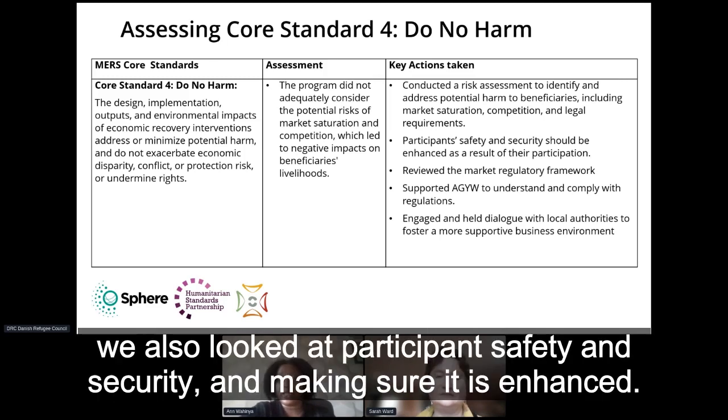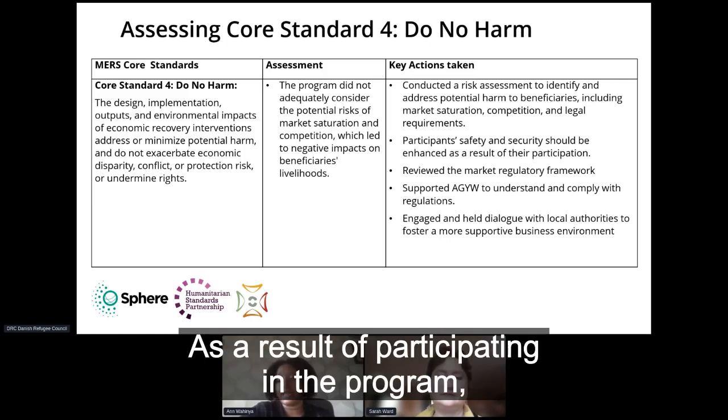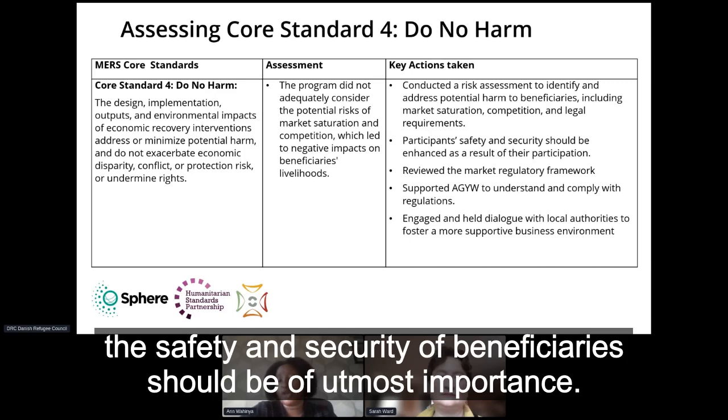We also looked at participant safety and security and making sure it is enhanced. As a result of participating in the program, the safety and security of beneficiaries should be of utmost importance.